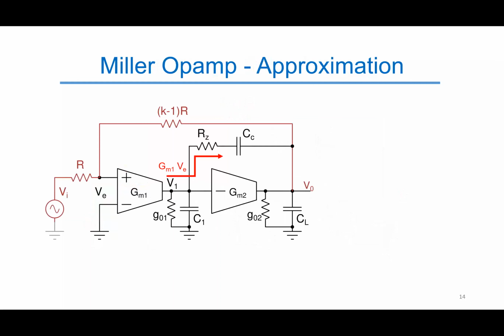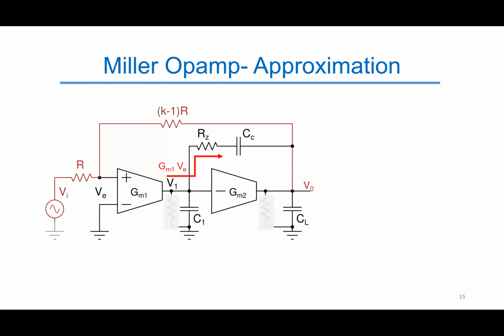For a well-designed Miller op-amp, around the UGB of the negative feedback loop, almost all the current from the first stage of the op-amp flows through the compensating capacitor Cc. Also, for large capacitive loads at high frequencies, the effective impedance at the output node is dominated by the load capacitor Cl. Thus, for the purpose of our analysis, we can neglect the output conductances of GM1 and GM2.